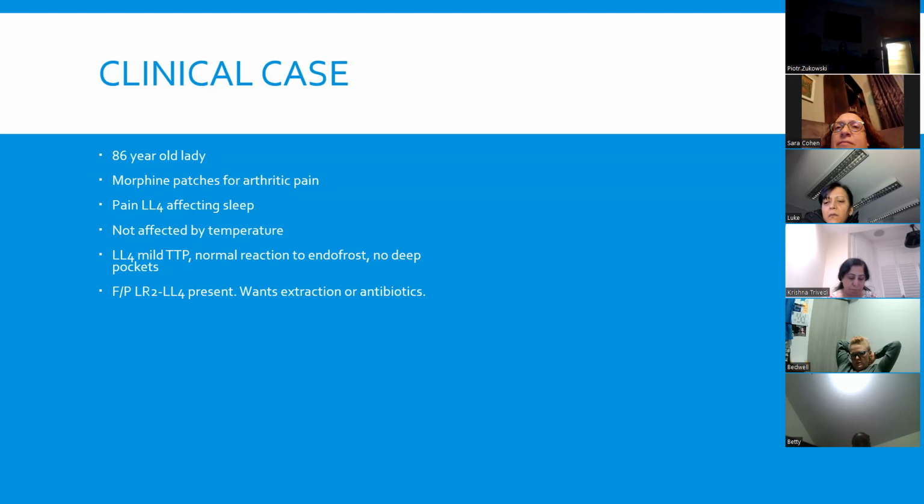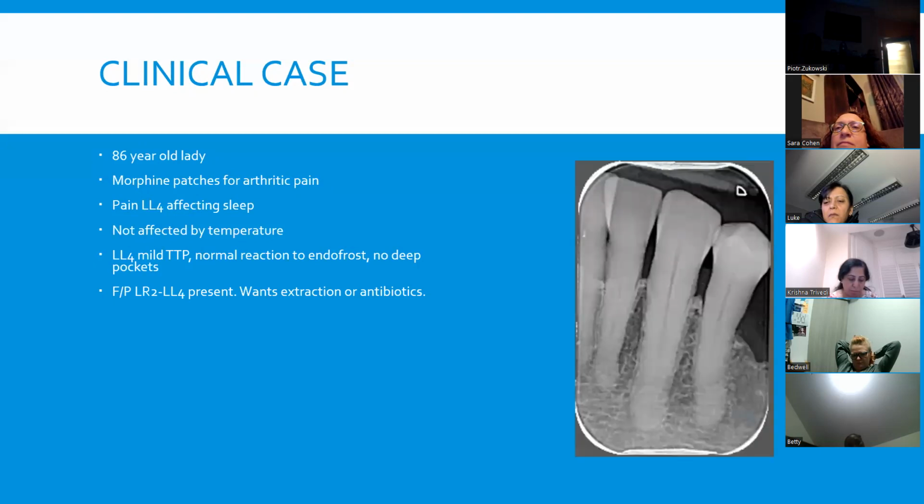She's got a complete denture at the top and a partial denture at the bottom with 6 teeth present. She wants antibiotics or an extraction. Previously always had antibiotics. Previously always had an extraction. That's why she's only got 6 teeth left. And here's the x-ray. What are you seeing?